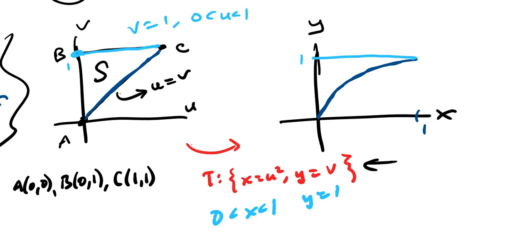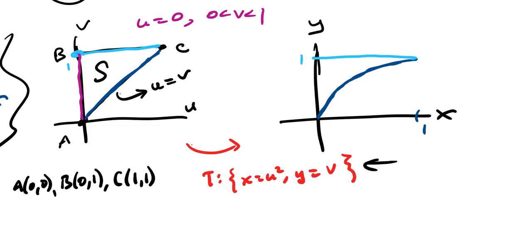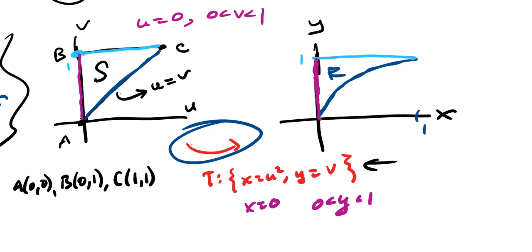y is always 1. And now if we look at, let's pick a different color, magenta, this line right there, in that case, u is always 0, and v ranges between 0 and 1. So if we take that down here with the transformation, when u is always 0, x would be 0, and then y would be between 0 and 1. So that would be this line right there. So I'm going to call this region R. So T takes S and it converts it to R like that.